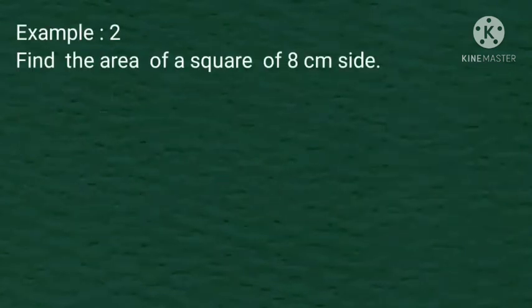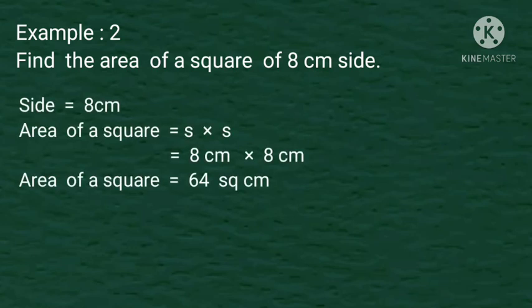Let's see another example. Find the area of a square of 8 centimeter side. Here side is equal to 8 centimeter. Thus area of a square is equal to formula side into side, S into S. That is equal to 8 centimeter into 8 centimeter. That is equal to 8 into 8, 64 square centimeter.